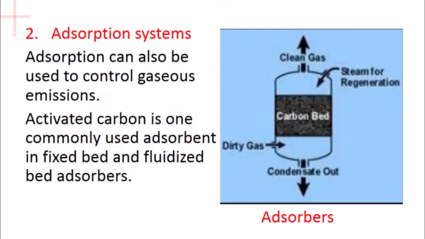Next, coming to the adsorption system. Adsorption can also be used to control gaseous emissions. Activated carbon is one commonly used adsorbent in fixed bed or fluidized bed adsorbers. It is kept at the center as shown in the picture. The dirty gas enters from the bottom. As it moves through the carbon bed, the gaseous emission pollutants get adsorbed in the carbon and the clean gas comes out at the top.